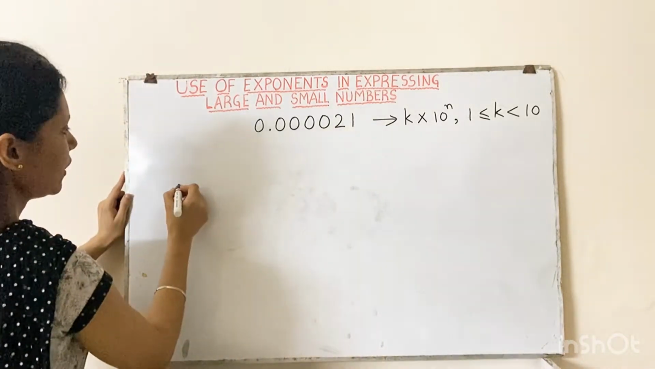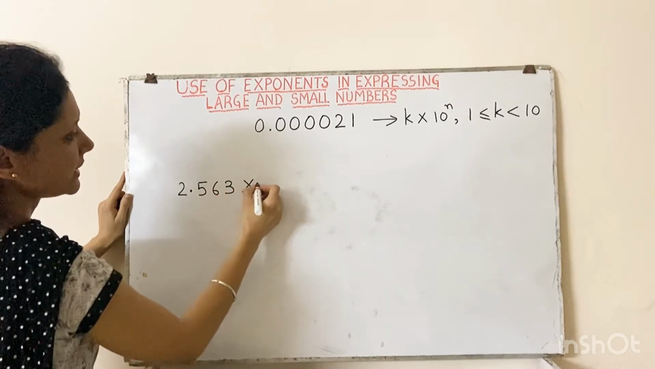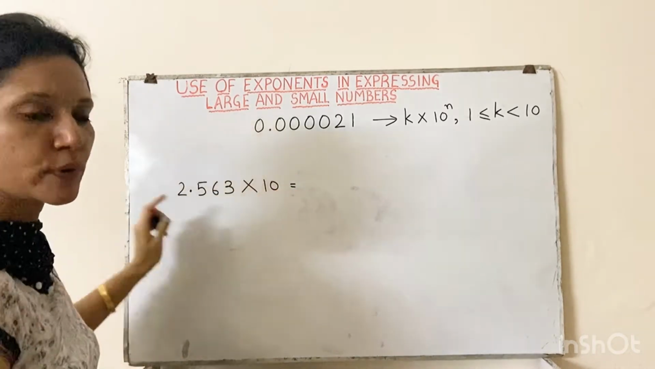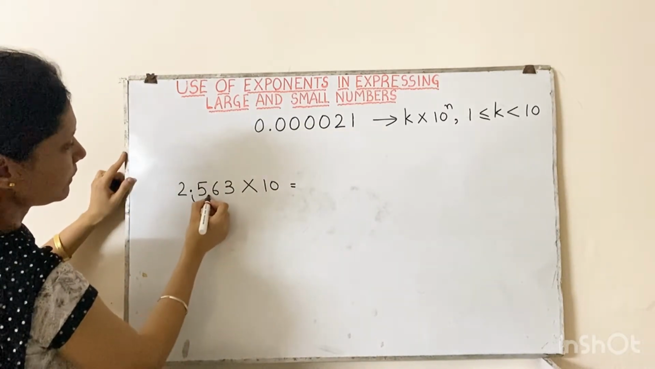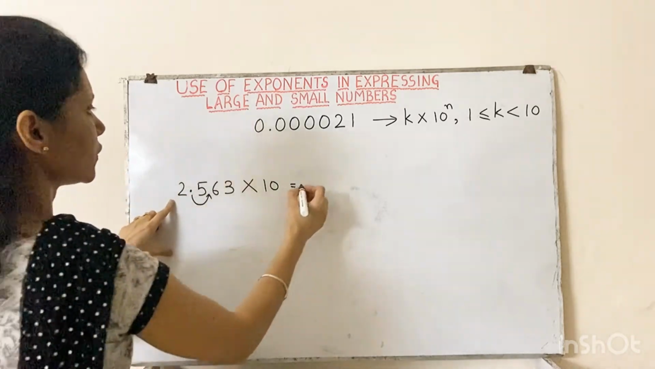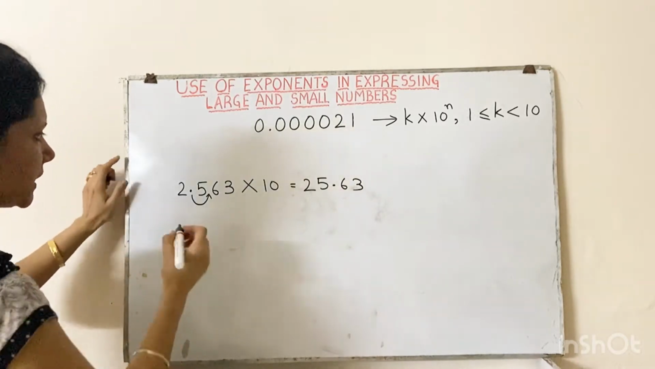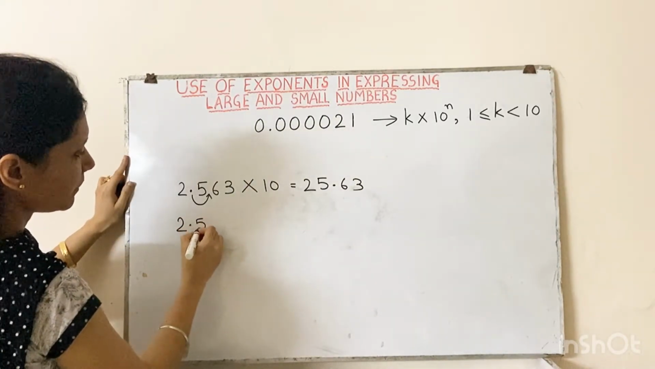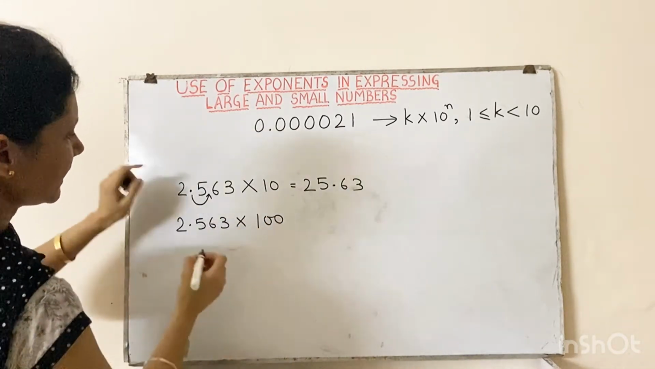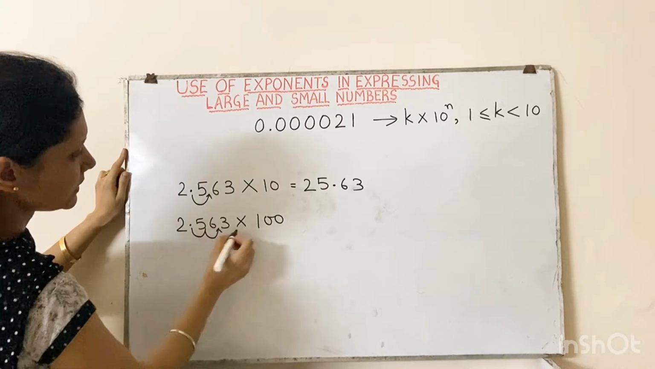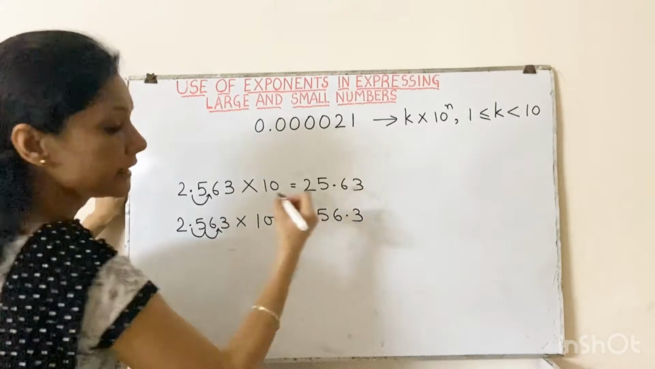Let's take an example. For example, if you are having a number 2.563 multiplied by 10. So how we used to do it? Since 10 is having 1 zero, we used to move the decimal one place towards the right. So the number would become 25.63. Now if I multiply this same number with 100, now since I am having two zeros here, my decimal would move two places towards the right. So this would become 256.3.